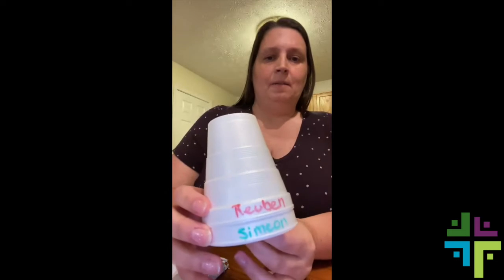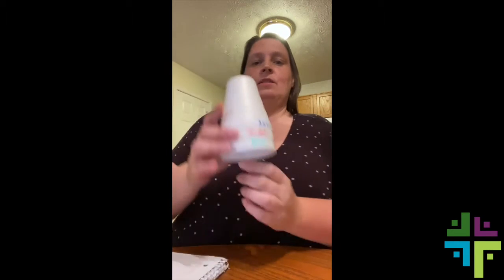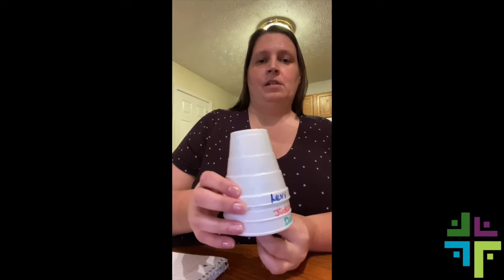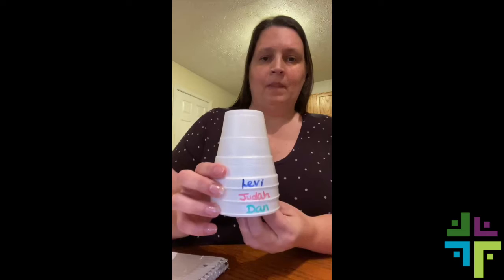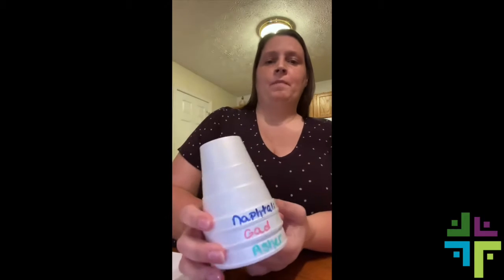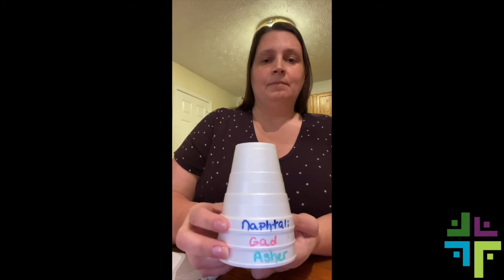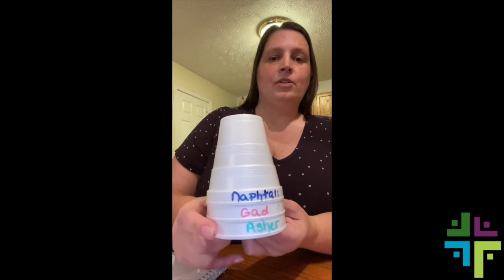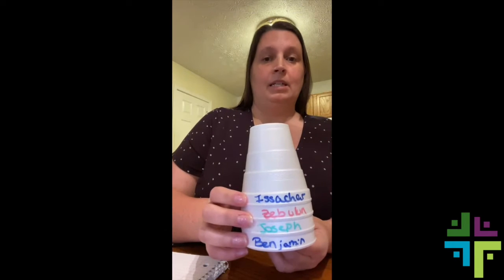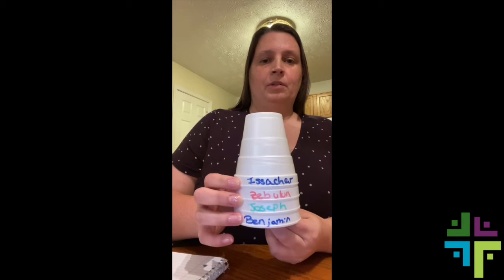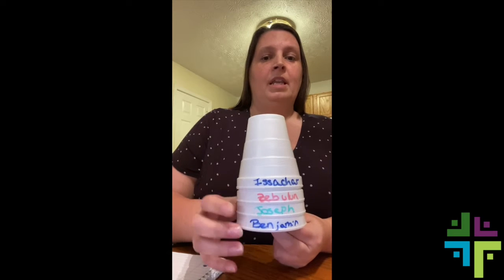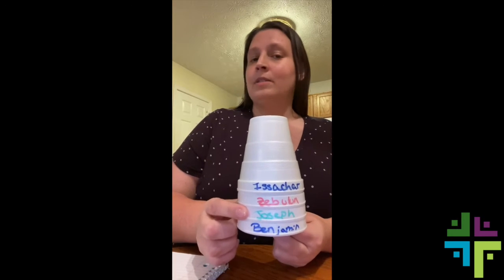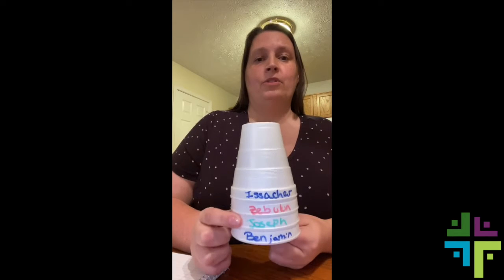Reuben and Simeon. And then next we have, got three here. Levi, Judah, and Dan. Okay, three more. Naphtali, Gad, and Asher. And then we have Issachar, Zebulun, Joseph, and Benjamin. Now next time we're going to learn a little something about Joseph.